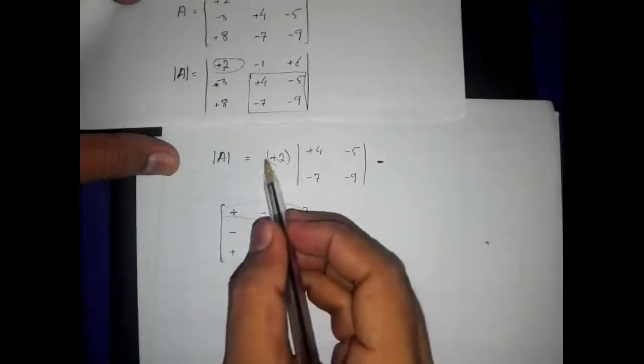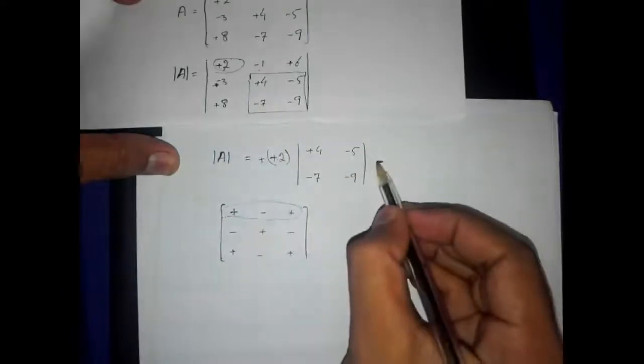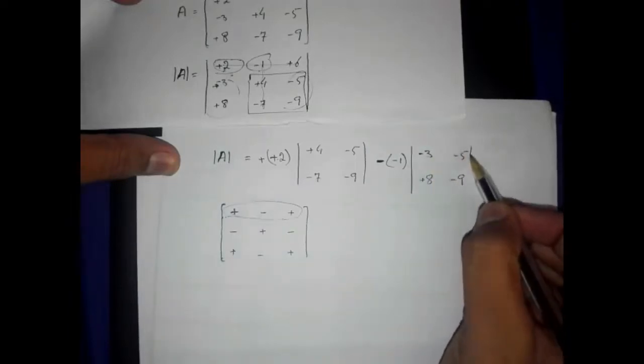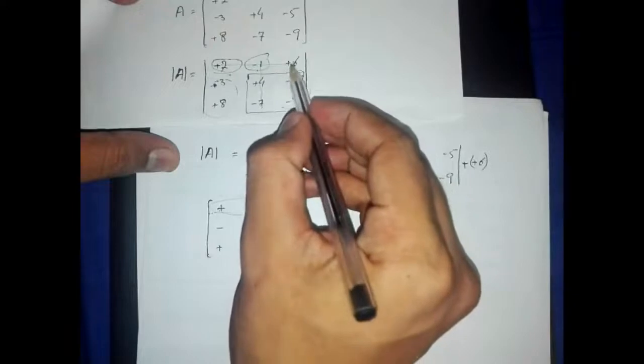If you use this row, then I put the plus value here, so +2, and I put the minus value, and here I take this value, so it will be -1, and then I leave these values and take just these 4 values, so that will be -3 +8 -5 -9. Here we have a plus sign, so I put plus, and here we have +6. For this I leave these values and take just this matrix, so it will be -3 +4 +8 -7.